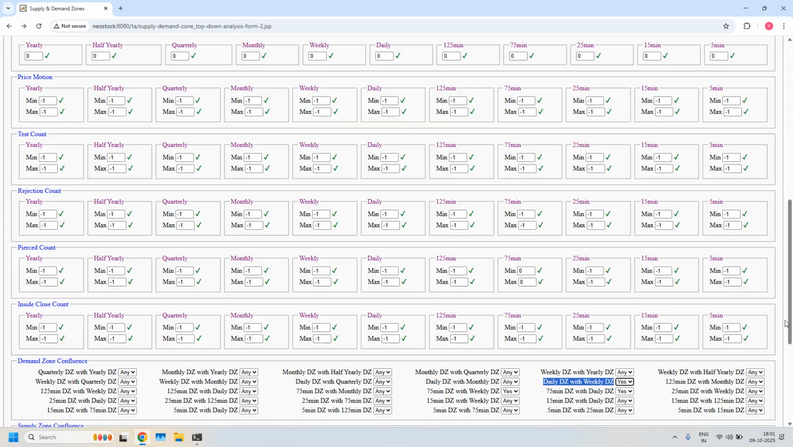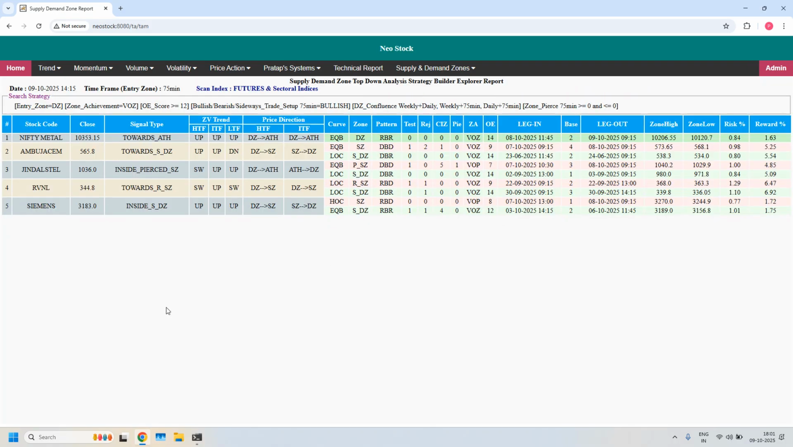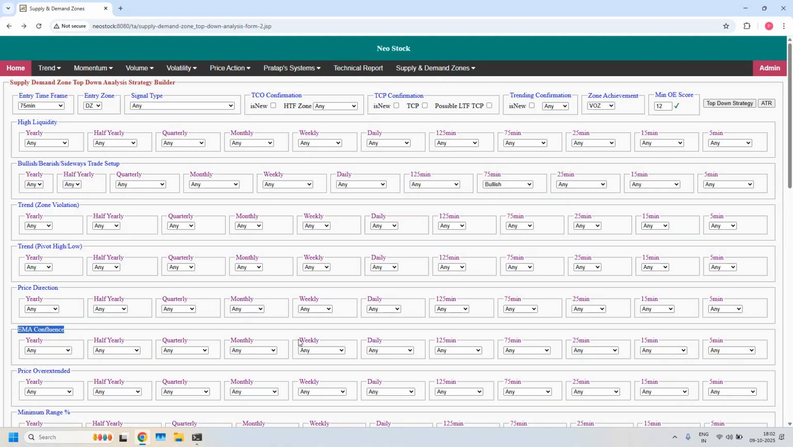By enabling all the three filters, we got 5 stocks. In all the 5 stocks, these 75 minutes demand zones overlapped with daily demand zone, both together overlapped with weekly demand zone. And weekly trend is uptrend in the first 2 stocks and the last one, 3 stocks. Out of these 3 uptrend stocks, let us verify weekly demand zone having weekly EMA confluence.